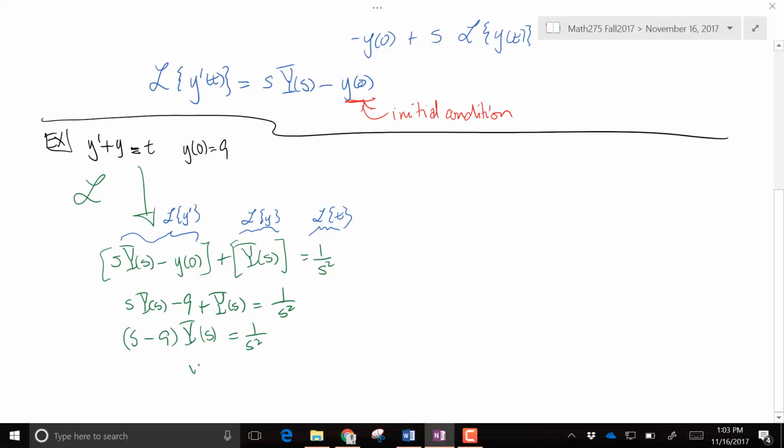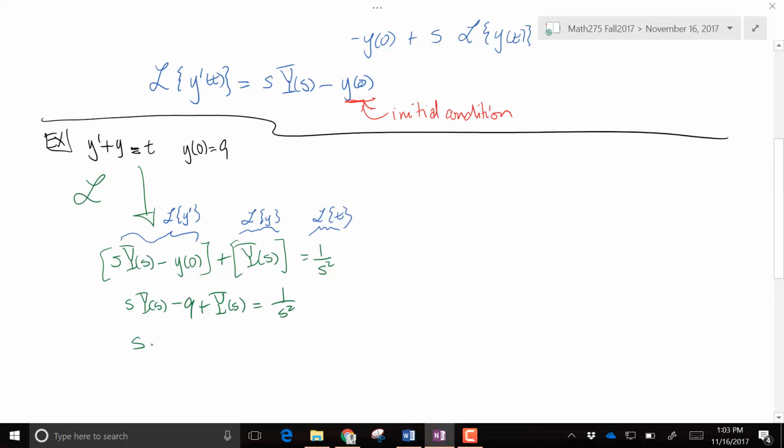And so Y of s is 1 over s squared times s minus 9. Easy. Oh, did I do that wrong? What happened? Minus 9. Oh, yeah. Guess it wasn't that easy. I was just getting too excited here. All right, let's try that again.